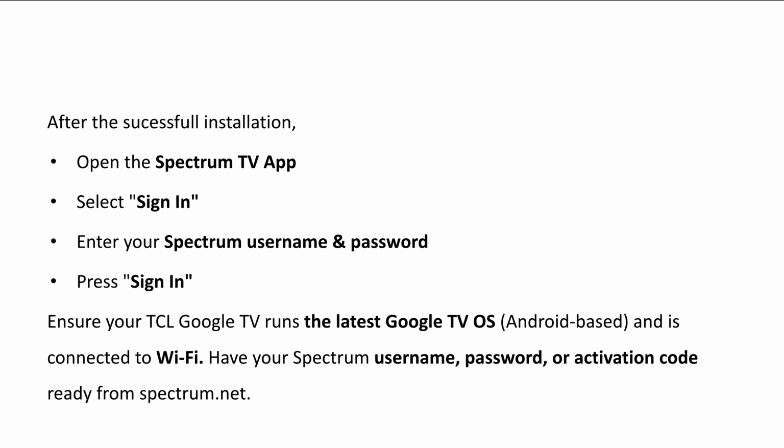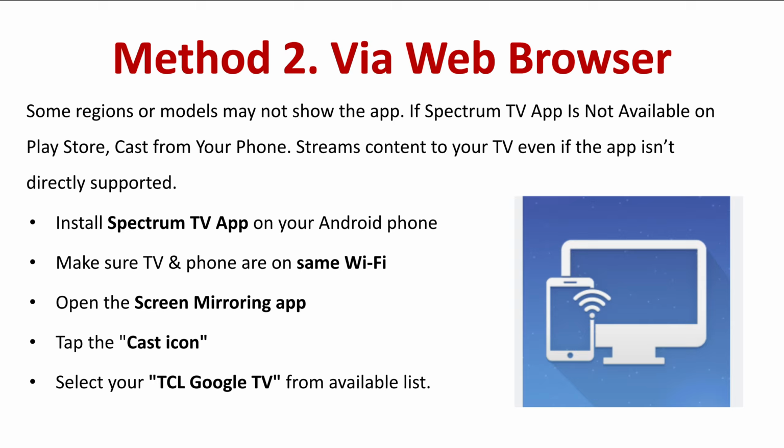After the successful installation, open the Spectrum TV app, then select sign in, then enter your Spectrum username and password, then press sign in. Ensure your TCL Google TV runs the latest Google TV OS and is connected to Wi-Fi. Have your Spectrum username and password or activation code ready for spectrum.net.